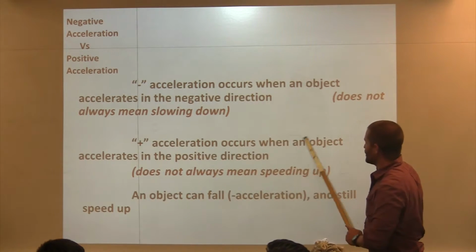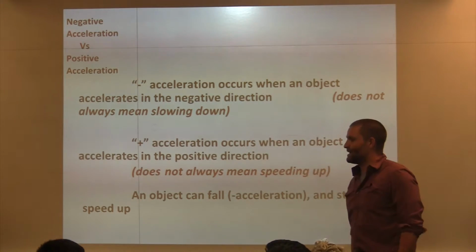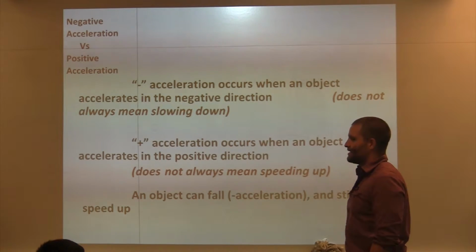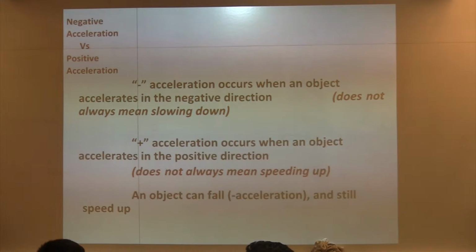Anyway. Positive acceleration occurs when objects accelerate in the positive direction. It does not always mean speeding up. So, basically, if I'm moving away from an object, it doesn't necessarily have to mean speeding up. You're just moving away from the sensor, all right?